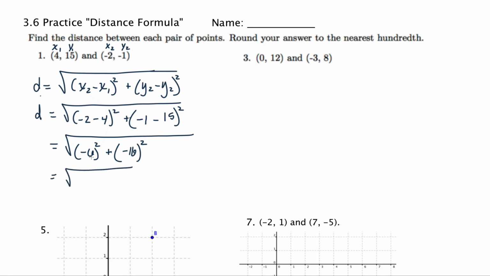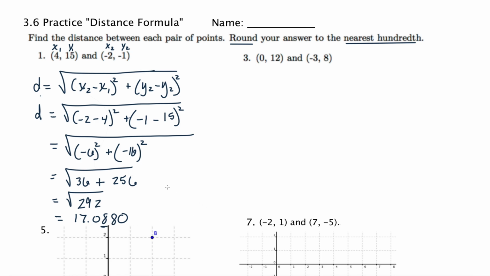Okay, so a negative squared is positive, it's 36, and -16 squared is 256, and so let's add that together, and we're going to get 292. We're rounding to the nearest hundredth, so now we have to take the square root of this, and if I could punch it in the calculator, that gives us 17.0880. So rounding to the nearest hundredth.